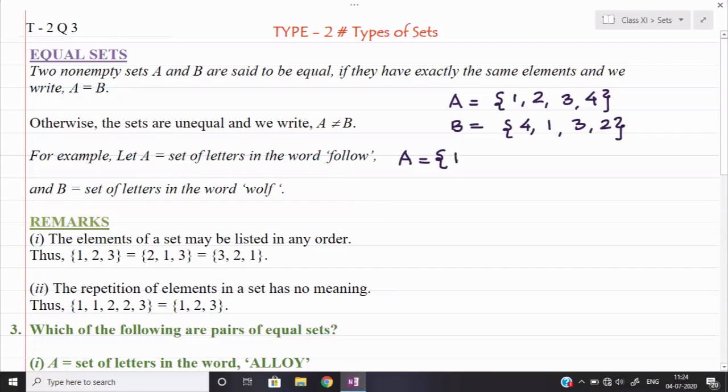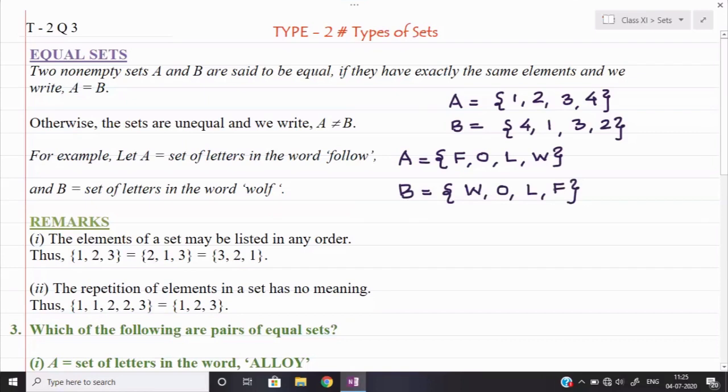So one letter will come here F, second letter will come here O, third letter will come here L, okay, then O again is coming and L is coming again, that we can leave it, and last letter will be W. Similarly, if I write down the letters of set B, that is the given set of letters in the word wolf, so first one is W, second one is O, third one is L and fourth one is F, because each and every letter is coming one time only.